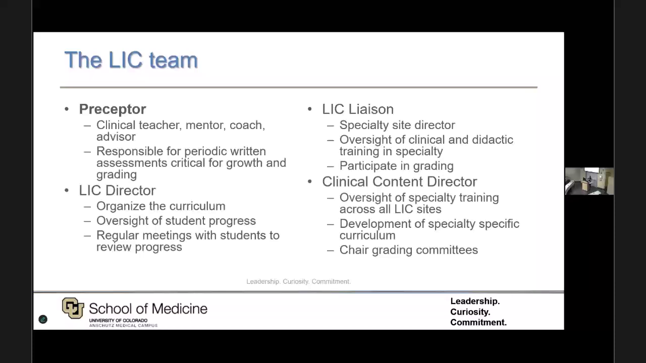Liaisons you can think of as the site director for a specialty. So within, let's say, the VA LIC, there's a liaison for internal medicine, for surgery, for OB-GYN, and that is going to be the site director for a specialty. And those are folks that are going to help oversee the clinical experience for students at a site in a given specialty. And then the clinical content director, you can kind of think as a former clerkship director. They oversee the liaisons. They are a centralized leader who oversees the liaisons at all the different LICs, all the different sites, and helps develop this specialty specific curriculum that's delivered in the clinical space and in the team-based learning sessions.